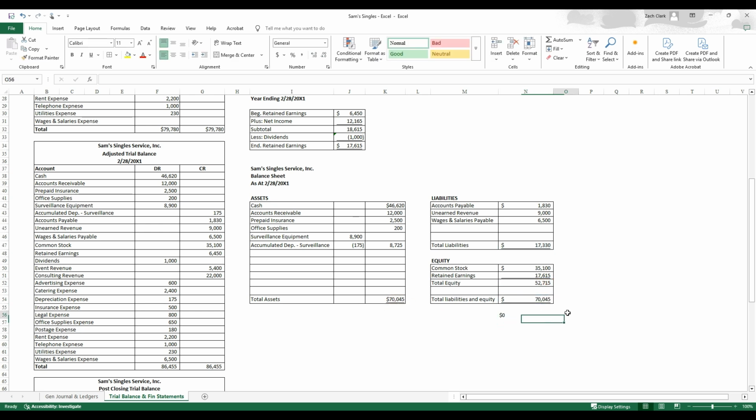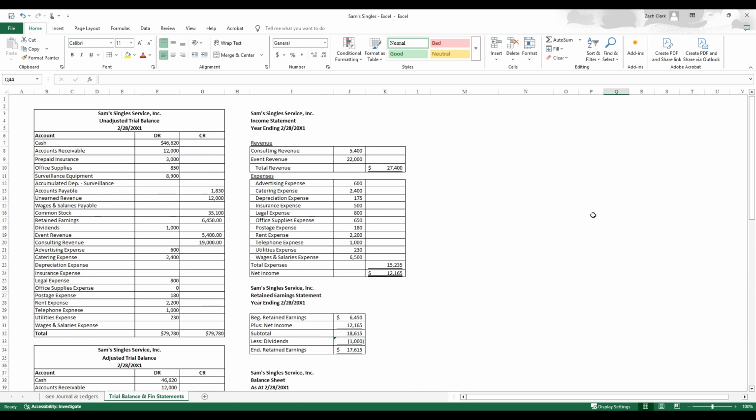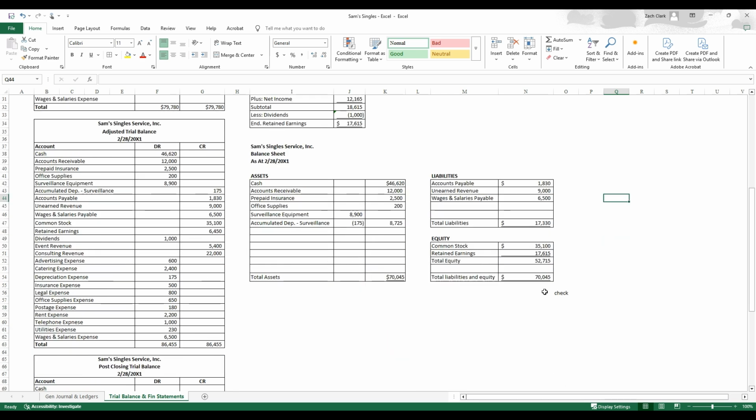Let's do our little check figure. It works. So now we balance our accounting equation, right? Assets equal liabilities plus equity. And it looks like we should be doing pretty good there. The check figure shows us everything balances and it looks like we're in a good spot.